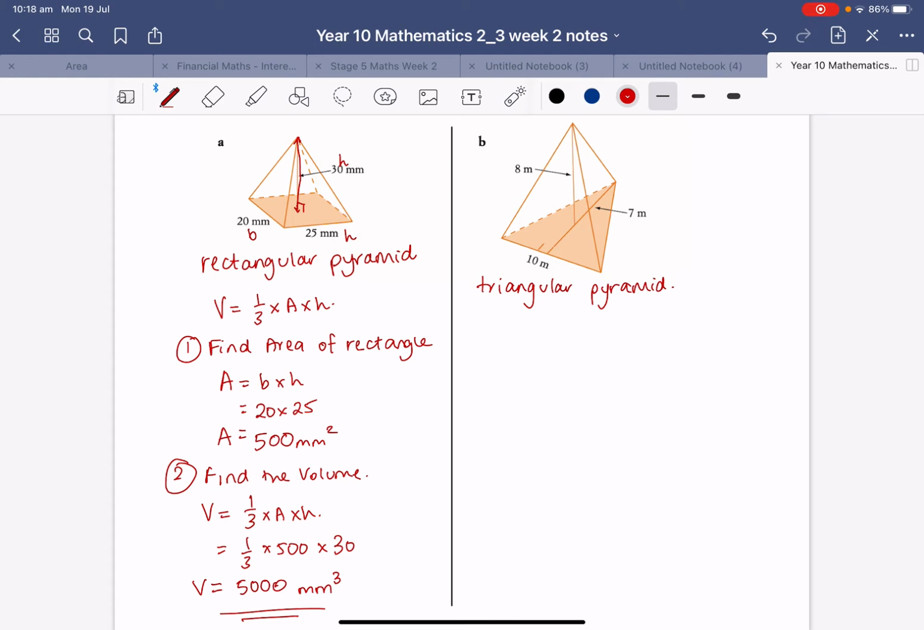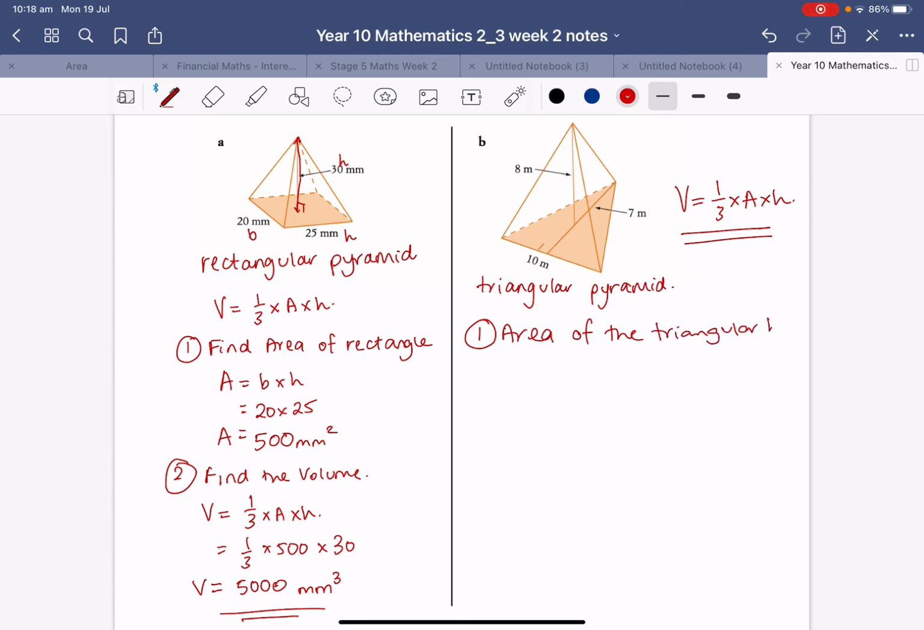Let's have a go at doing the triangular pyramid. We still need to follow the formula of the volume of a pyramid, which is volume equals a third times area times height. It's always useful to write those formulas down so that you always have a reference point to go back to. The base of this pyramid is a triangle. So first we have to find the area of the triangular base.